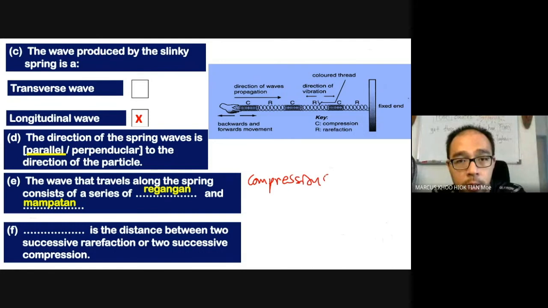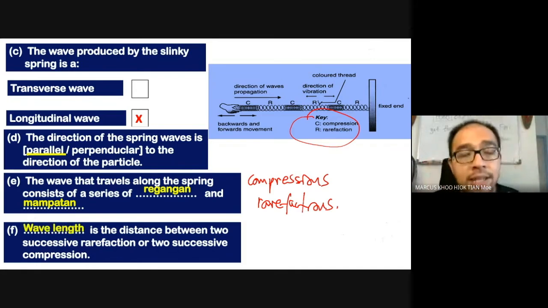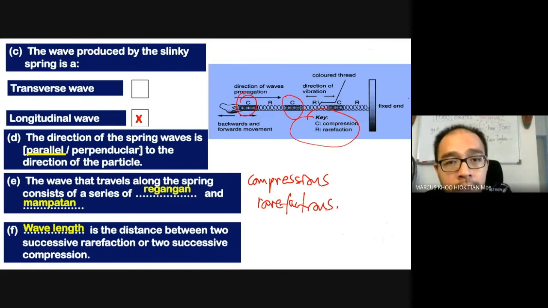Compressions and rarefactions, as shown in this key over here. I want to introduce another terminology, which is wavelength. Wavelength is the distance between two rarefactions or two compressions. So you have one compression here, another compression here. This is the wavelength.